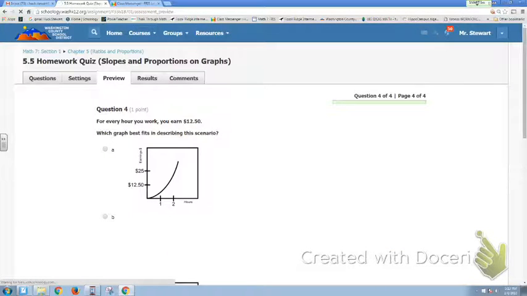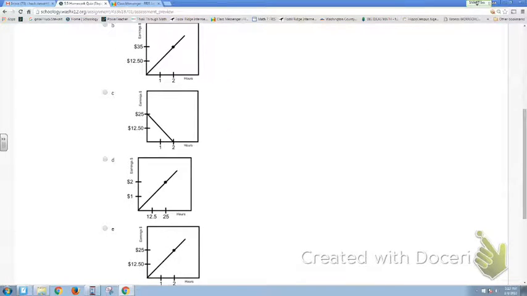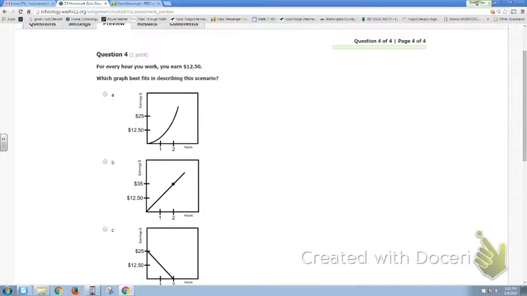This last question is a multiple choice question. It reads, for every hour you work, you earn $12.50. So think about that first example. We're working with proportional relationships and a linear graph. This actually asks you to identify which graph best fits in describing this scenario. You've got several graphs to choose from here. In fact, there are 5 of them.